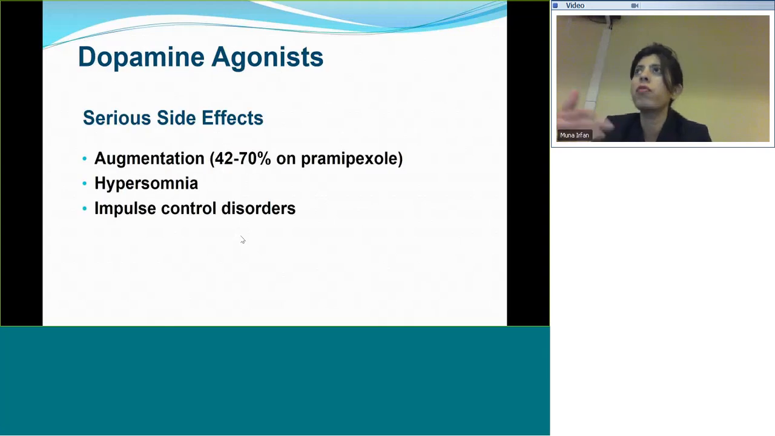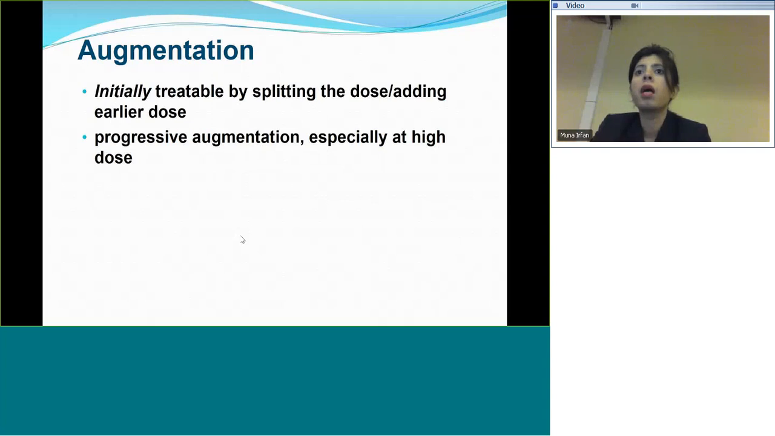And the impulse control disorder could vary on a huge spectrum, from hoarding, cleanliness, pathologic shopping, pathologic gambling. It could be a number of obsessive compulsive behaviors. Augmentation, we have already talked about briefly what it means, but how to treat it. Initially, it can be treatable by first splitting the dose.